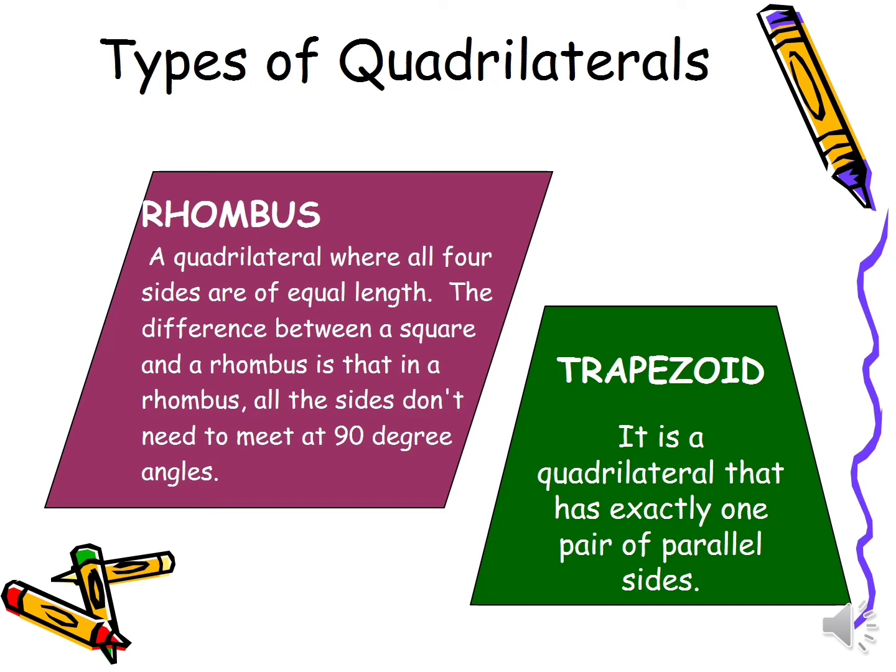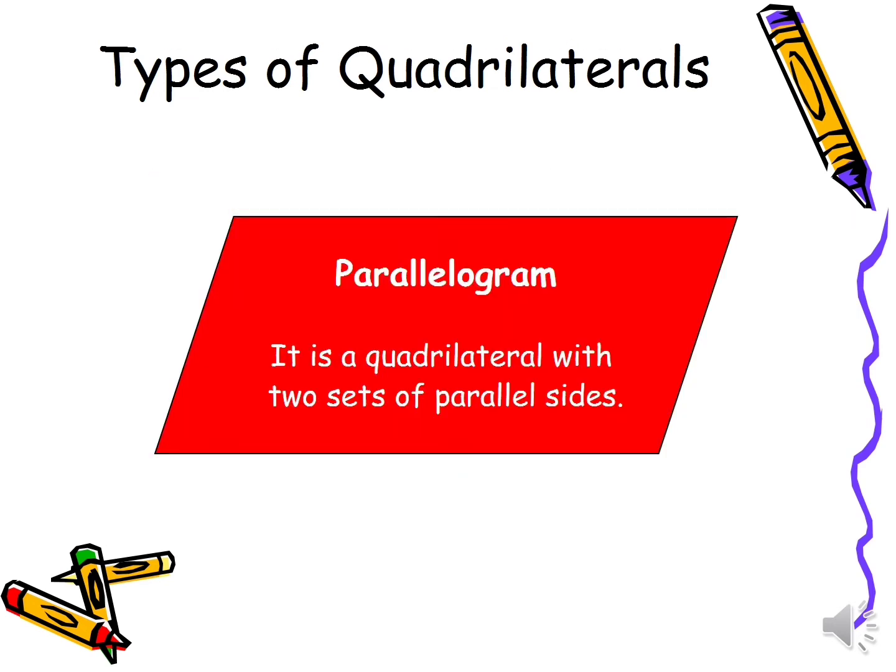It is a quadrilateral that has exactly one pair of parallel sides. And the last one is a parallelogram. It is a quadrilateral with two sets of parallel sides.